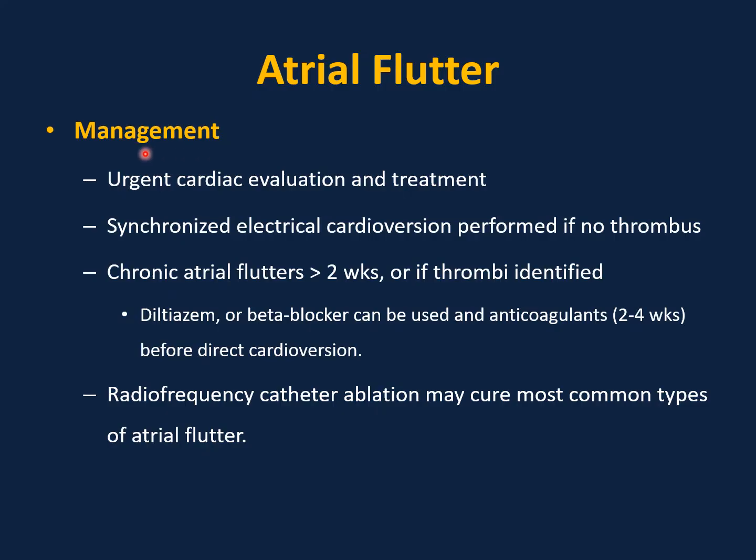Management of atrial flutter requires urgent cardiac evaluation and treatment. Synchronized electrical cardioversion is performed if no thrombus, however, it can be used in a highly unstable patient before ruling out a thrombus. For chronic atrial flutter of more than 2 weeks, or if thrombi are identified, you give anticoagulant medication, like diltiazem or a beta blocker, for 2 to 4 weeks, then you do the cardioversion afterward. Radiofrequency catheter ablation may cure most types of atrial flutter.